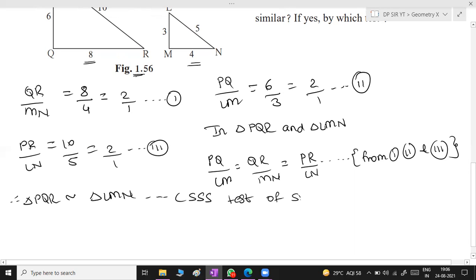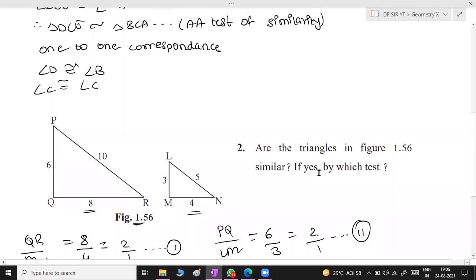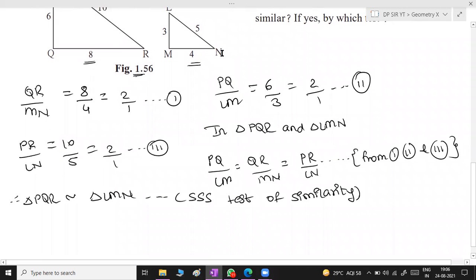Using triple S test of similarity. So let me just put the brackets, and this question is done since that is all that was asked. So copy it down. In the meanwhile, I will copy the next question for you all.